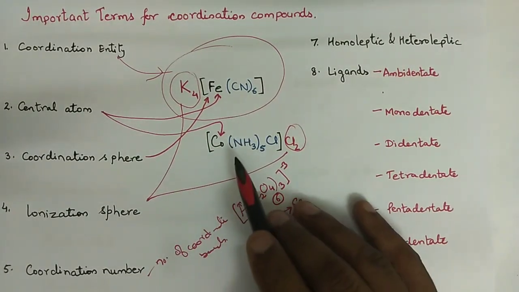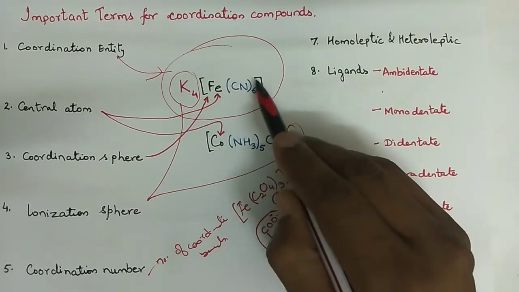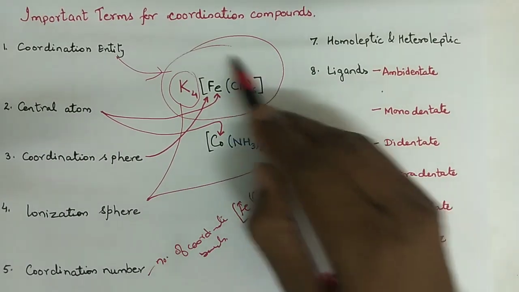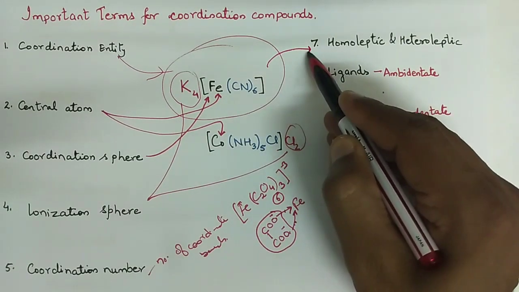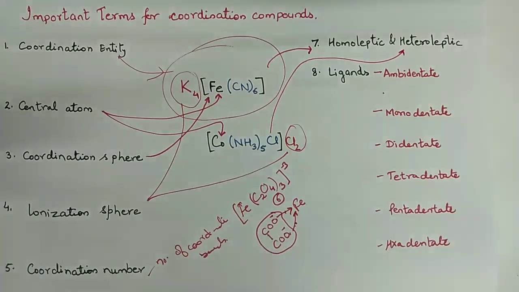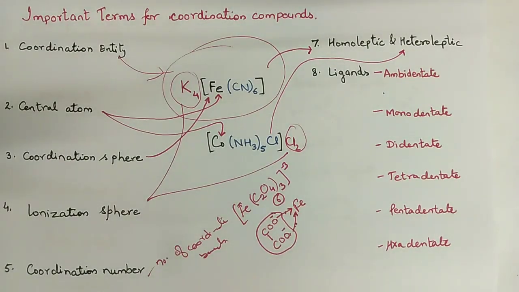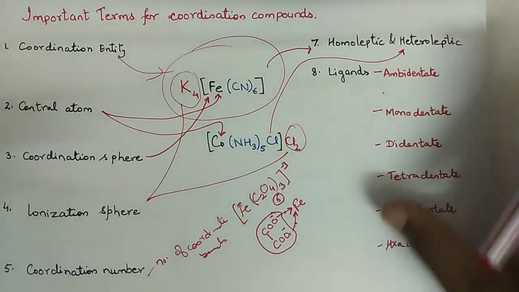Ligand. And if all the ligands are the same, then the complex is called homoleptic, and if they are not the same, then it is called heteroleptic. And let us now talk about ligands.